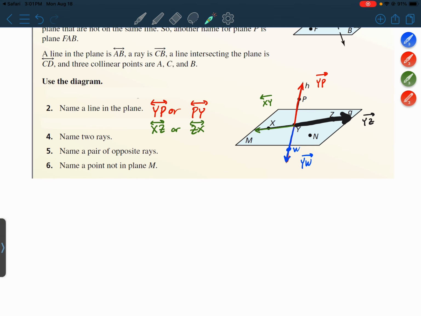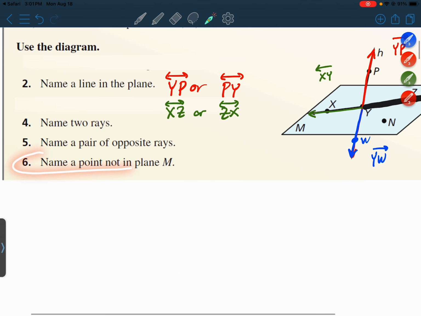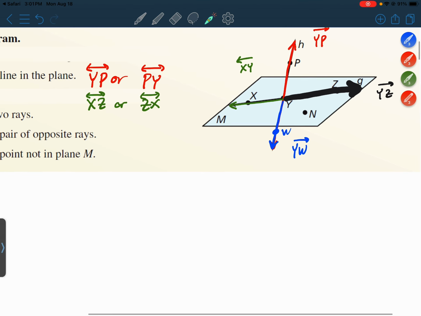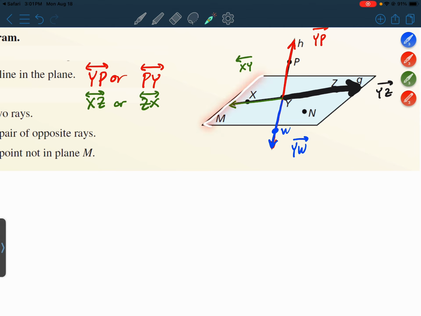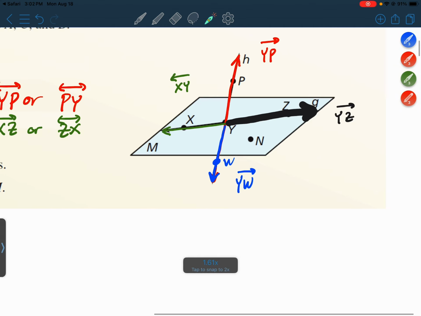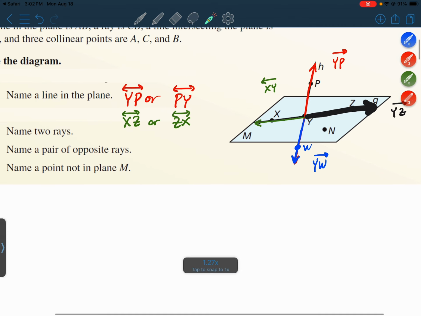All right, the last one, name a point that's not in the plane. In other words, name a point that's not on this flat surface. And I see one point in particular, P, right? That point is like floating above the surface. And this one that I've created here, W, that would be like floating below the surface. So either one would work. I'll go with P since that was originally in the picture.